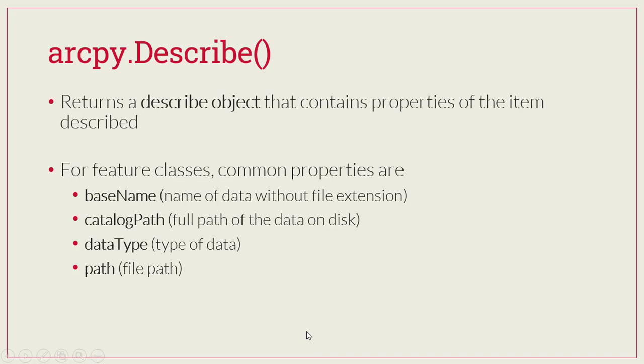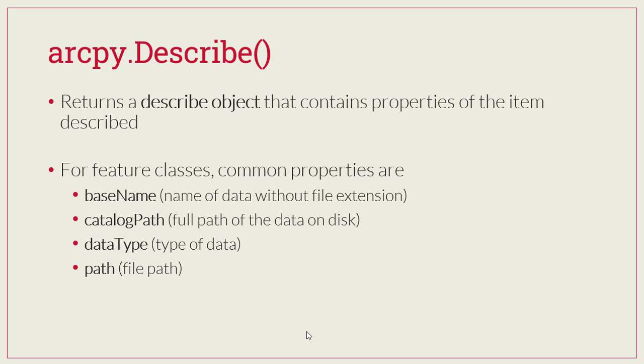So what Describe returns, remember functions always return something. This is why we learned about functions in the beginning of the semester. What the Describe function returns is called the describe object, and that object contains various properties that we can gain access to about the item that was described. For our feature classes, if you look up the describe object online, you'll see an entire long, multi-page list of all of the available properties. I don't want to show that to you and overwhelm you, because in the field of geospatial applications, we really focus on four of these describe properties.